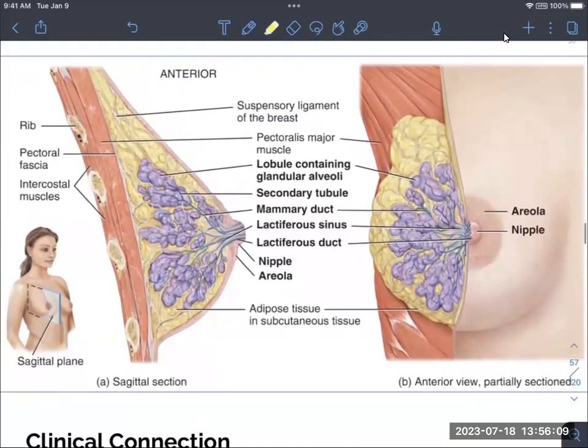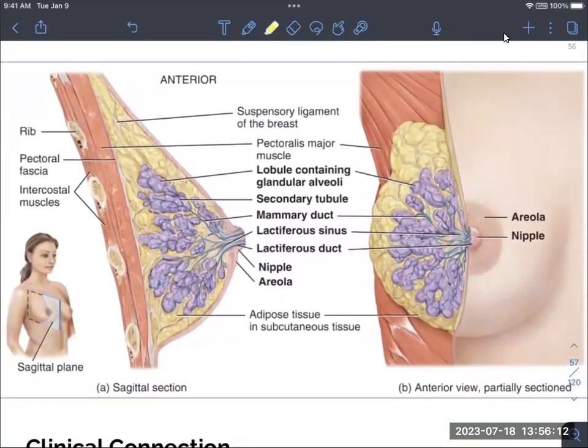So we can see the nipple with the areola, which is that whole pigmented portion. You can see all of these different lobules. They lead to these tubules. We have these mammary ducts that are finally going to lead to that nipple that allows milk to be ejected out.